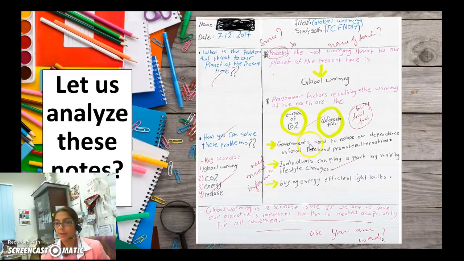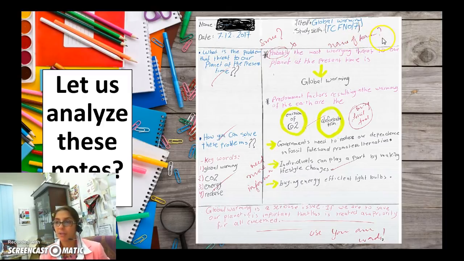The next sample has the questions on the side, as you can see, but there is missing information. So the student needs to add more information. The student has missed out the fossil fuel point over here. At the top, there is, probably the most worrying threat. It is not probably, it is the most threatening cause of global warming, which are given here. So you have to use the accurate and correct terms.